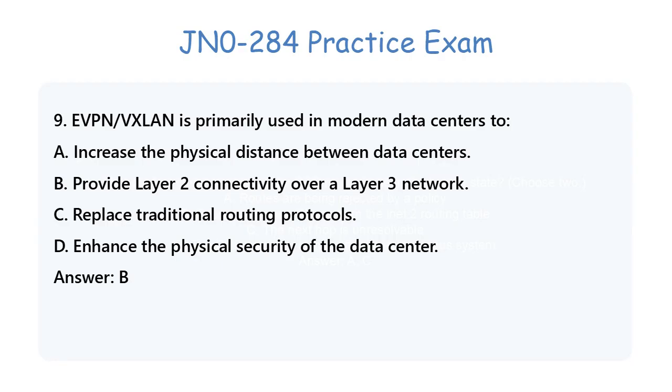9. EVPN-VXLAN is primarily used in modern data centers to A. Increase the physical distance between data centers. B. Provide Layer 2 connectivity over a Layer 3 network. C. Replace traditional routing protocols. D. Enhance the physical security of the data center. Answer: B.